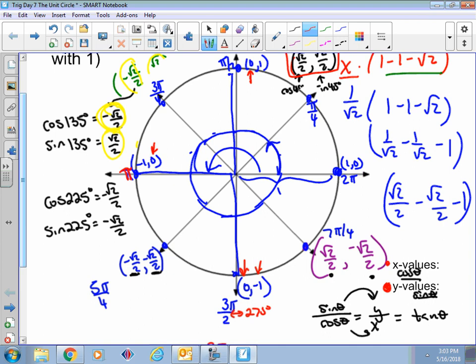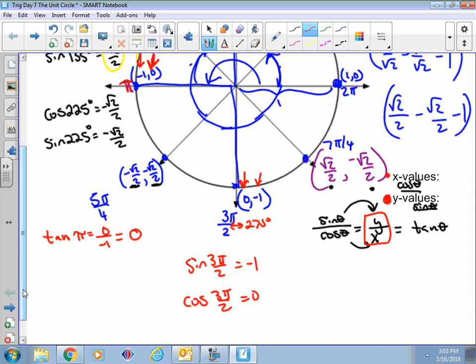Sorry to cough there. What's the tangent of, let's see here, what's the tangent of pi? Tangent of pi, oh wait, tangent is the y-coordinate divided by the x-coordinate, or the sine divided by the cosine, or the 0 divided by a -1 here. So what is the tangent of pi? 0. Oh, well, that's all fine and good, but what about the tangent of 3 pi over 2?